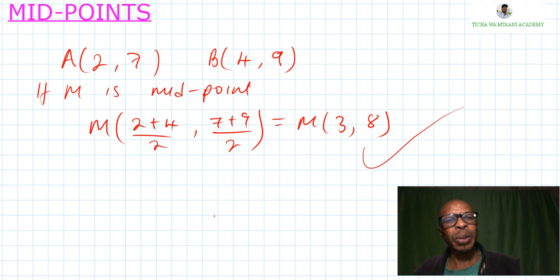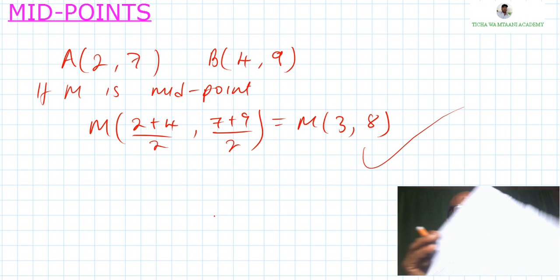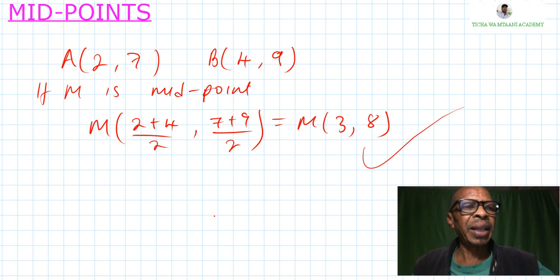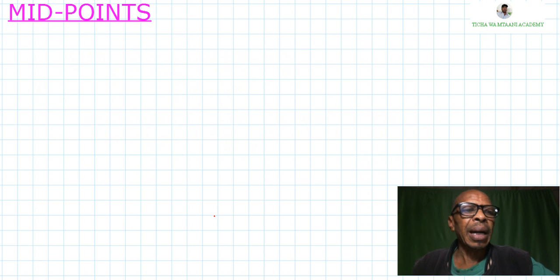So I hope that is clear. Instead of following the vector method, this one is easier for you to follow. From there, we look at an example.